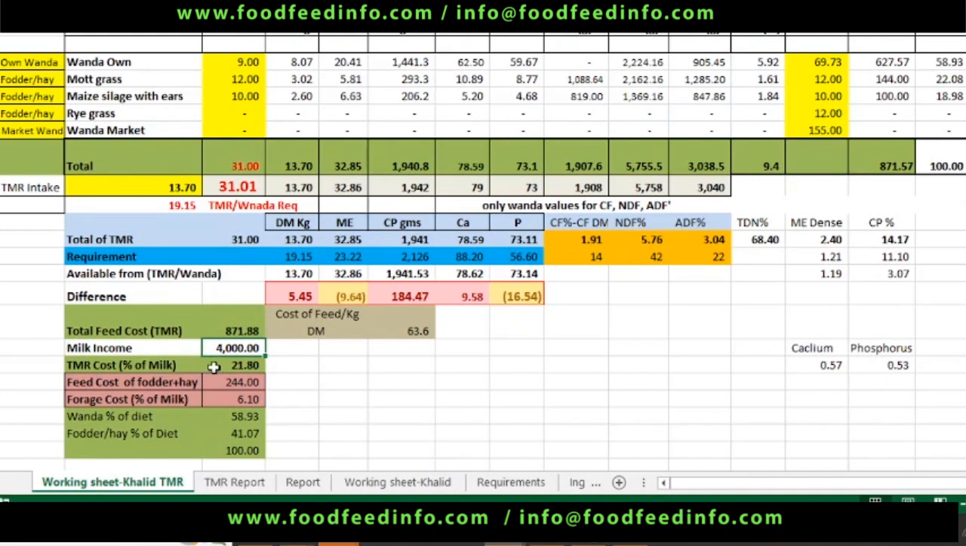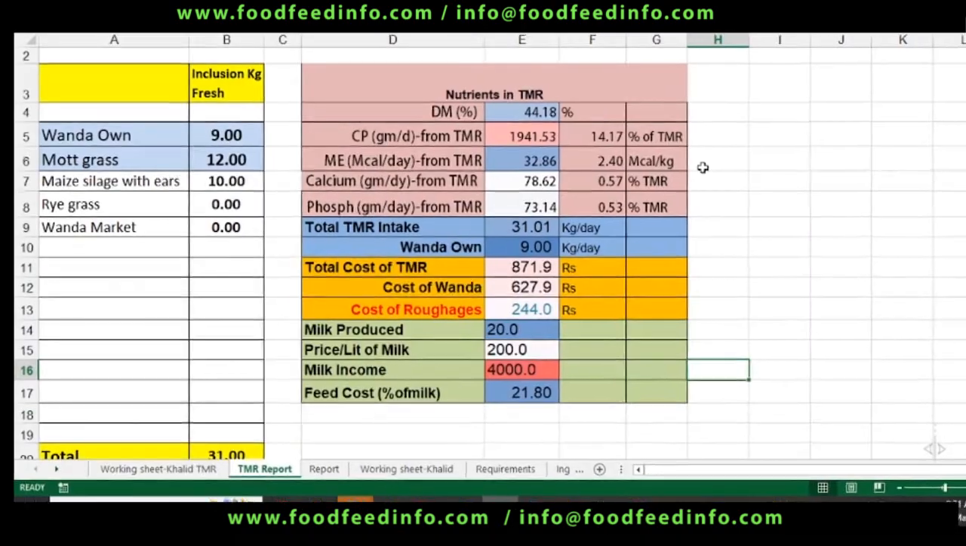So this is the TMR cost as a percent of the milk, feed cost of fodder and hay, feed forage cost in terms of this milk. So this is the total cost, and this is the division of the cost on the basis of percent of the milk. So this is how you can get a better idea of your diet, and this is the cost of feed per kg of dry matter. So you are getting 63 rupees per kg of this diet on dry matter basis.